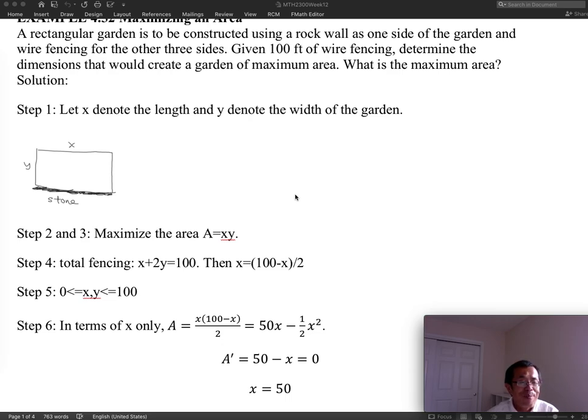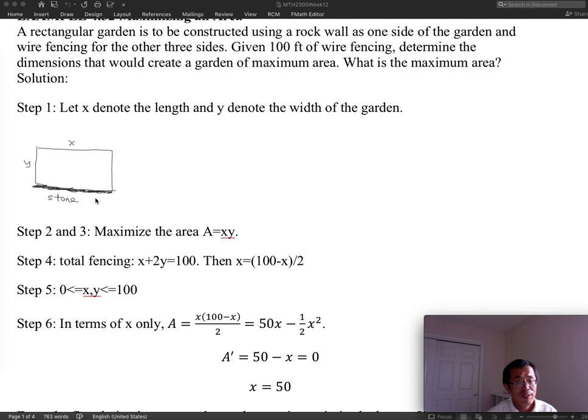Step one. First of all, I understand there are many different ways to build this rectangular garden, as long as one side is a rock wall, against the rock wall. The rock wall is already there, and it doesn't matter how long or how short your garden is against it. Then we need 3 sides to use the fencing material. So I said simply x is the length of the rectangular garden, and y is the width.